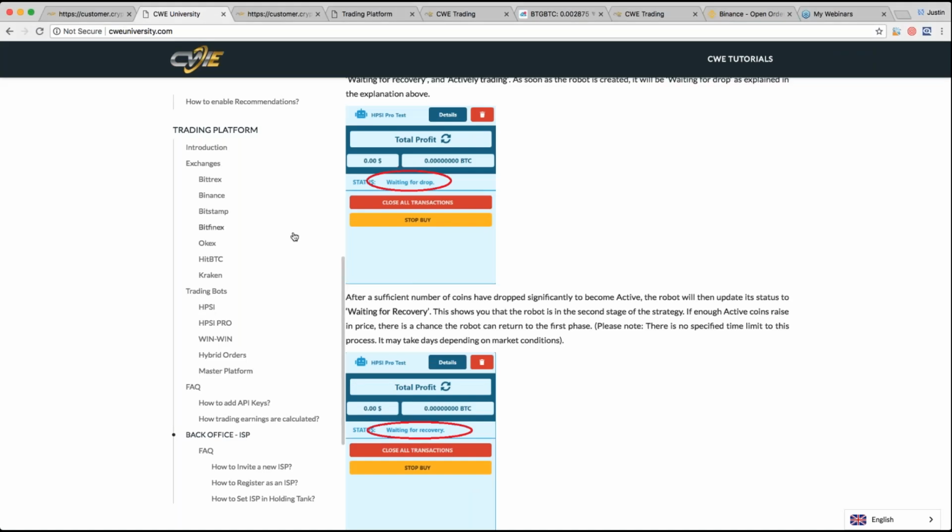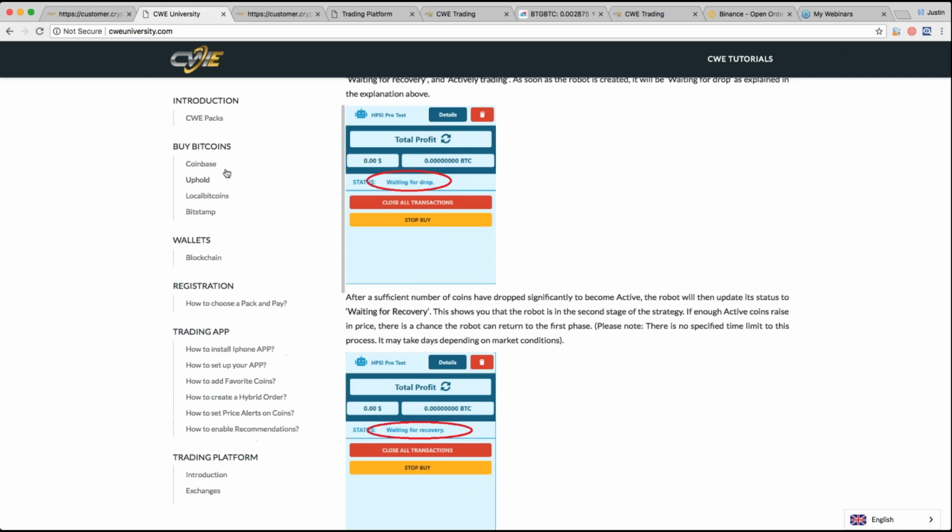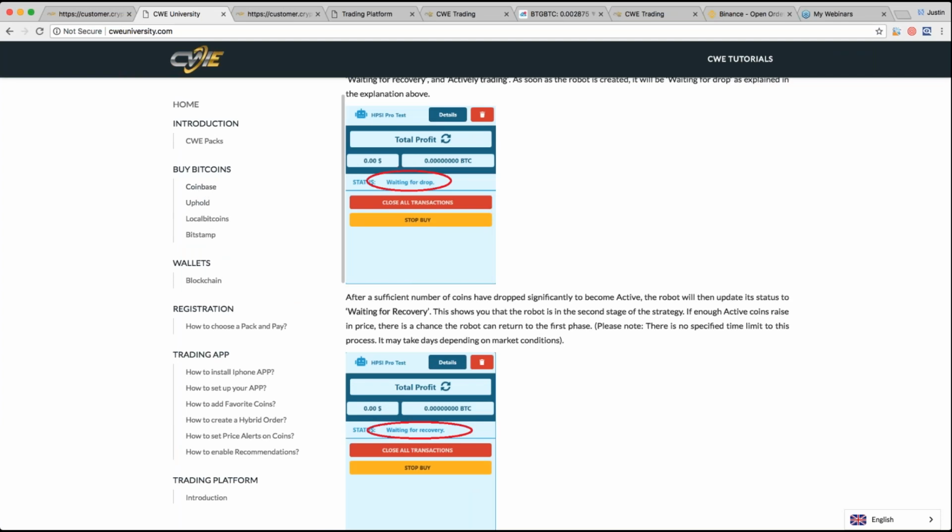Our back office: if you want to, invite others to this software that can benefit from it, that want to compound their crypto that's just sitting in a wallet, and have them compound it with the software. Over here, it shows you how to invite a new ISP, how to get one started with the software. Everything is right here, guys. So please don't hesitate on that. Do not hesitate on going to cweuniversity.com to see all this stuff right here.